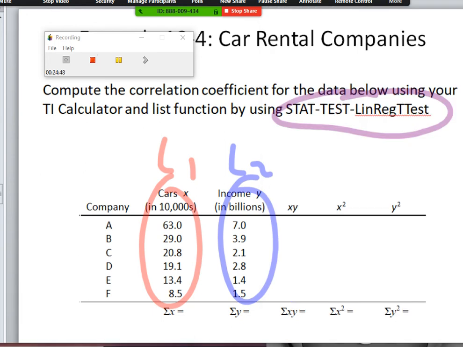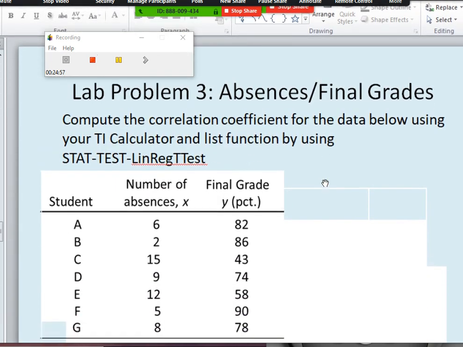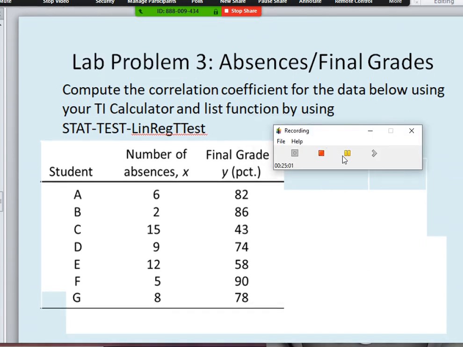So you guys, again, it's stat test lin-reg t-test. You guys have this one to do. So on your calculators, go ahead, I'll put you in your groups, and just calculate the R for this. Find R. Do not use a formula. No formula. Just use stat test lin-reg t-test. That's it. Put this into list 1, put this into list 2. Stat test lin-reg t-test.